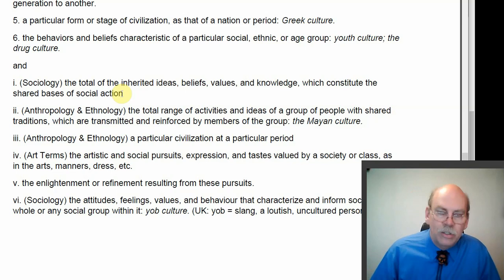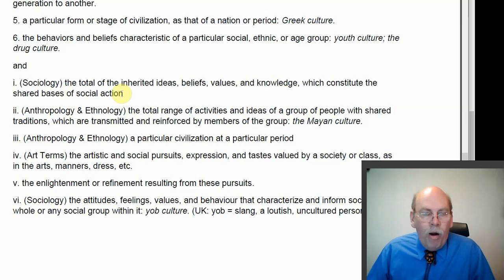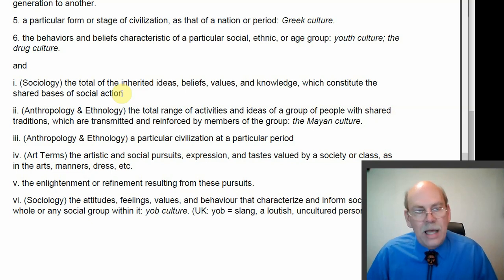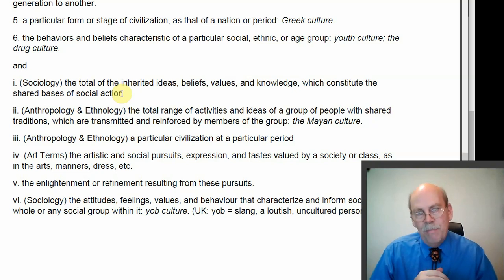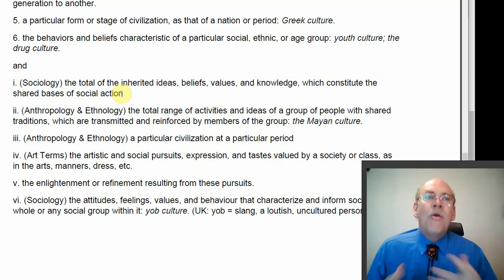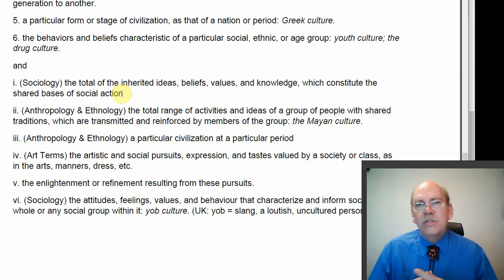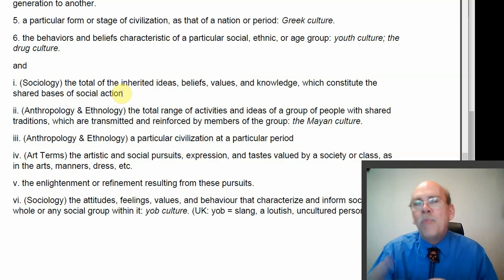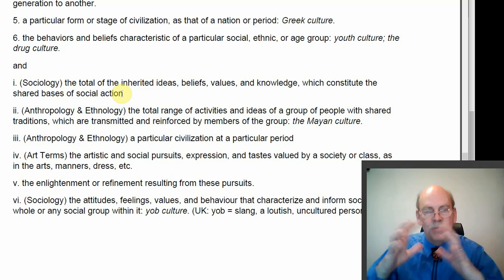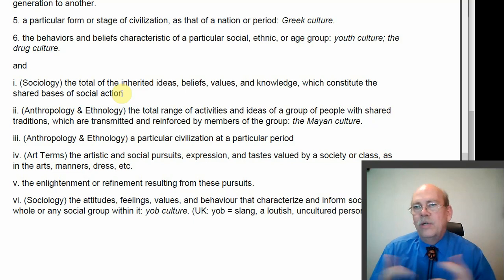Example, the Baekje culture. In art, culture refers to the artistic and social pursuits, expressions, and taste valued by society or class, as in the arts, manners, dress, etc. So, for example, culture for painters might refer to a particular era. He is very much involved in the impressionistic culture or Rembrandt culture. Okay, we talk about groups of people and the idea that it's good.